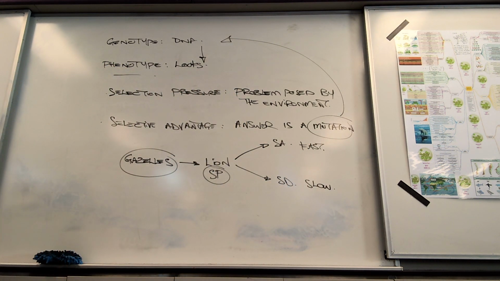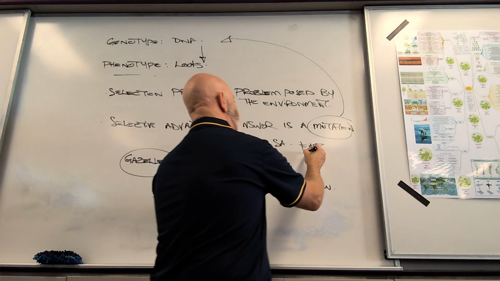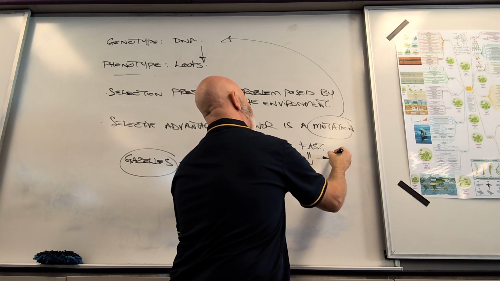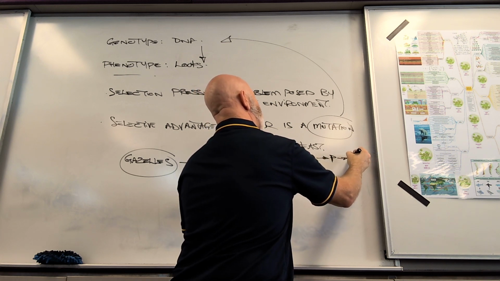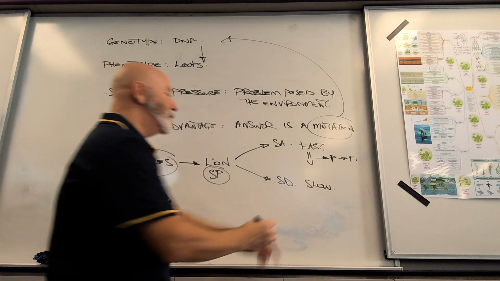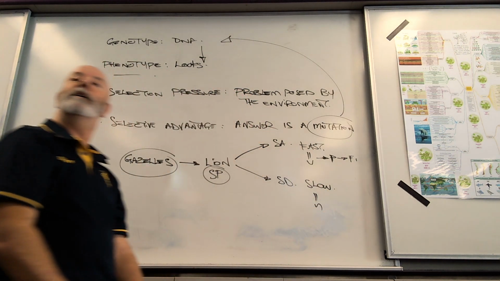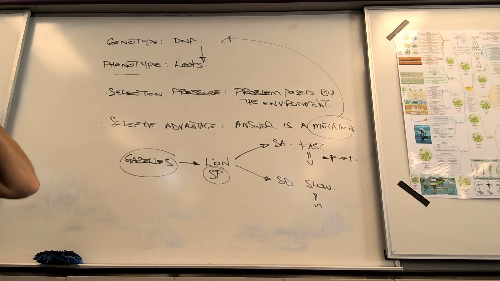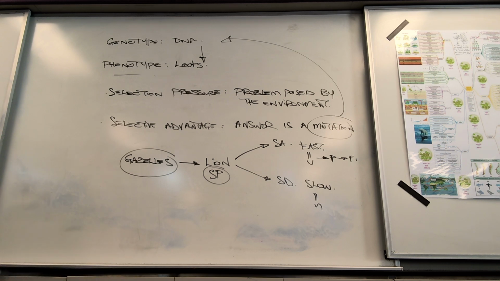Which one will pass their alleles on to the next generation? The fast ones will live and breed and pass their genetic mutations onto the next generation. Heritable variation. The slow ones will die. Can you breed when you're dead? No, it's very hard because you're dead. Okay? You need to know the difference between selection pressures and selective advantage, etc. All good?